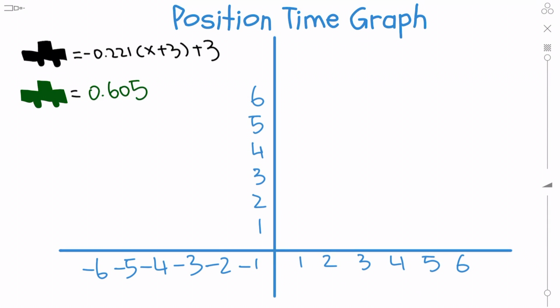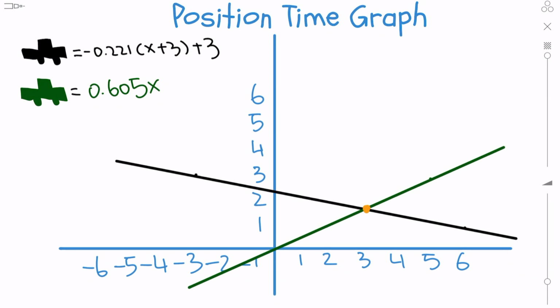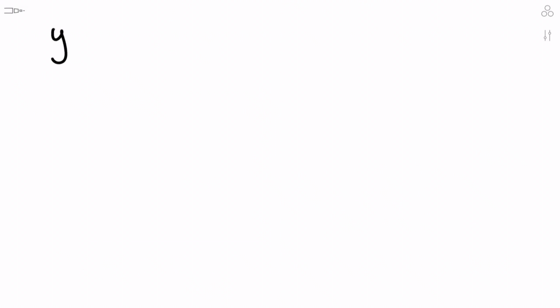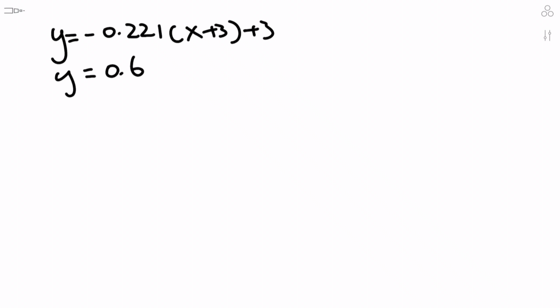When we graph the two equations for motion, we find that the cars collide at 5.825 seconds at a position of 1.71 meters. To calculate the collision point, we used algebraic equations to solve for it. The equation for the motion of the slow car is y equals negative 0.221 quantity x plus 3 because of its negative direction starting 3 seconds before the fast car at a position of positive 3 meters. The equation for the motion of the fast car is y equals 0.605x because of its positive direction at a starting position of 0 meters.